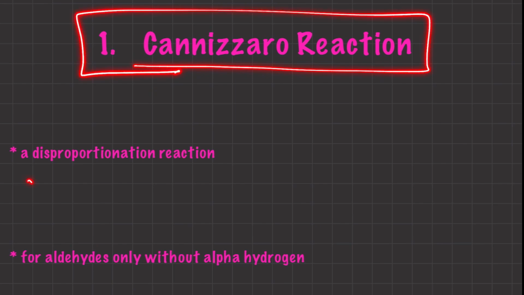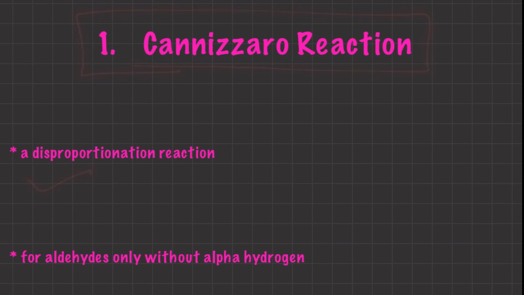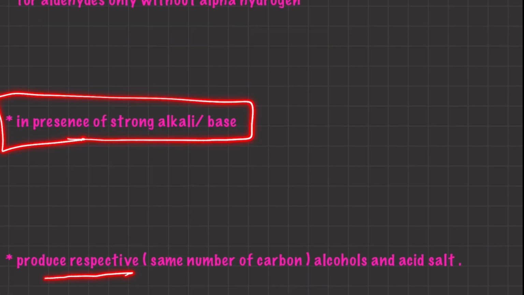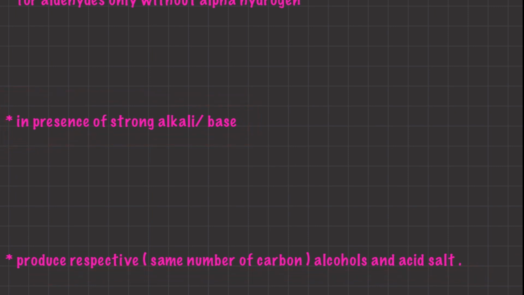Cannizzaro reaction is a kind of disproportionation reaction. It's only for aldehydes which do not have alpha hydrogen. The reaction takes place in presence of strong alkali or base. It produces respective alcohols and acid salt. So whichever aldehyde we start with, with the same number of carbon atoms, we will have the acid salt and the alcohol. If we start with methanal, we will have methanol and a salt of methanoic acid.